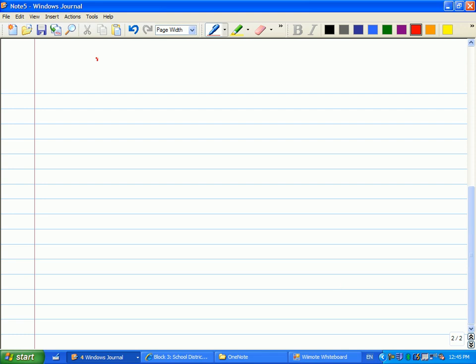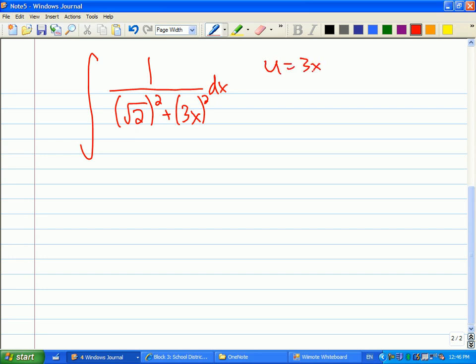It's very tempting for people to go like this and say, I've got 1 over root 2 squared plus 3x squared dx. And it's very tempting for us to just say, well, that means my function is 3x, my constant is root 2, so my answer is going to be 1 over root 2 arc tan 3x over root 2 plus a constant. What's missing this time? Yes?